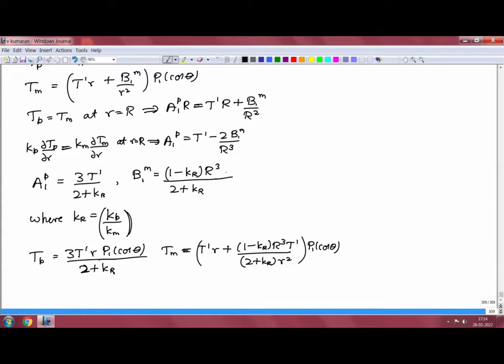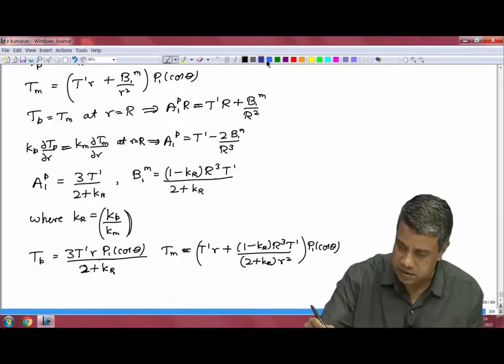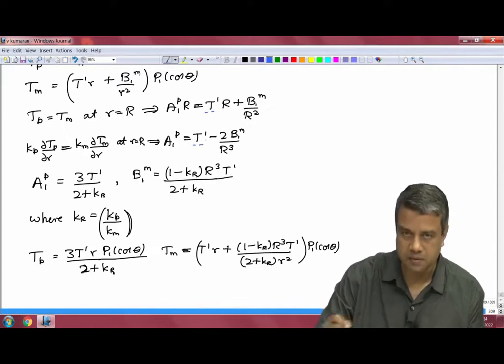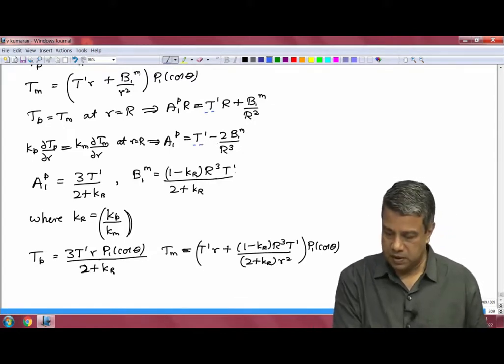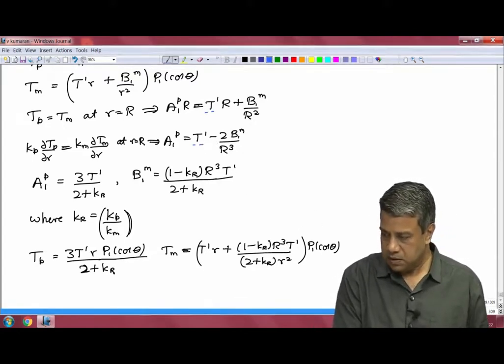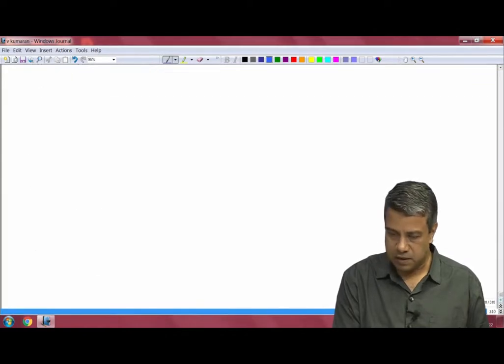There is a mistake here, this should be proportional to T prime. Kindly note that mistake. Both A1P and B1m have to be proportional to T prime because that is the inhomogeneous term in these two simultaneous equations. So, those are the temperature fields in the particle and the matrix.